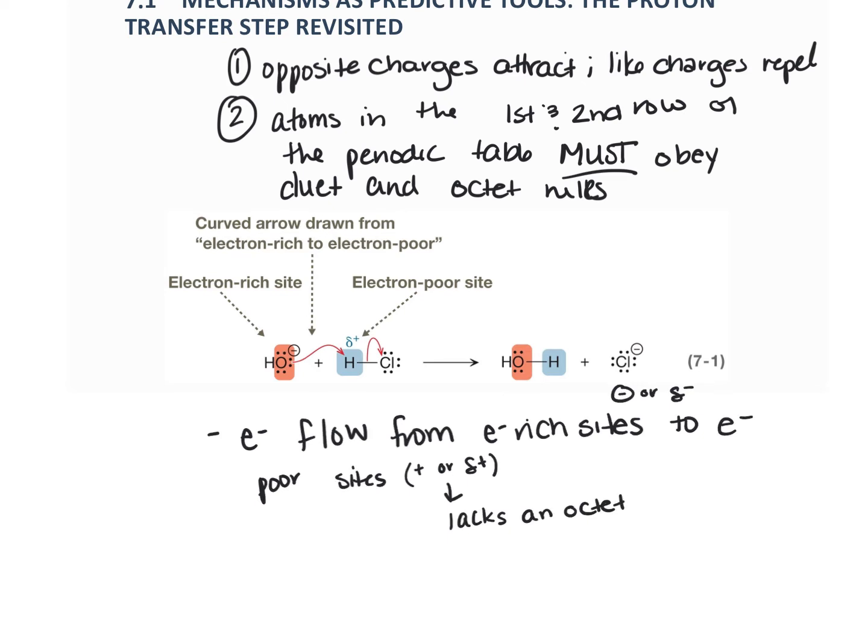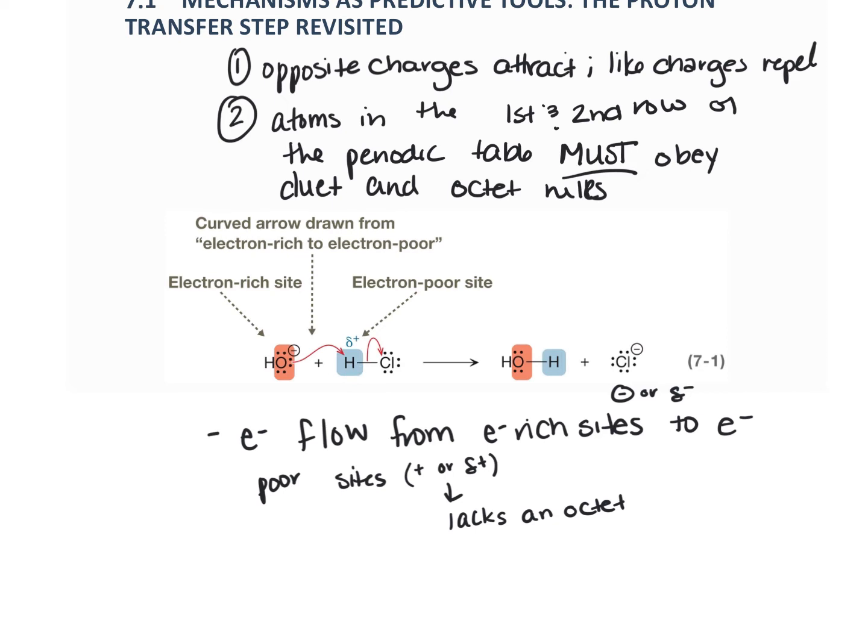So that's also an electron-poor site. Now, that kind of summarizes what we looked at with the arrows. I want you to notice that the curved arrow here on the left is representing the flow of electrons from this electron-rich site to an electron-poor site. It's showing the movement of these electrons, not the movement of the atoms.